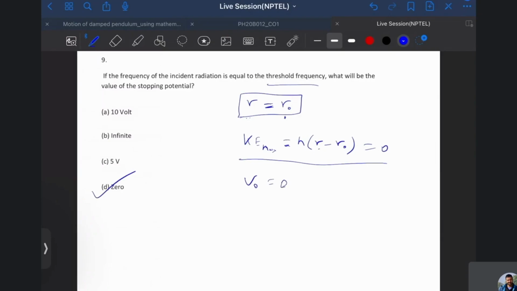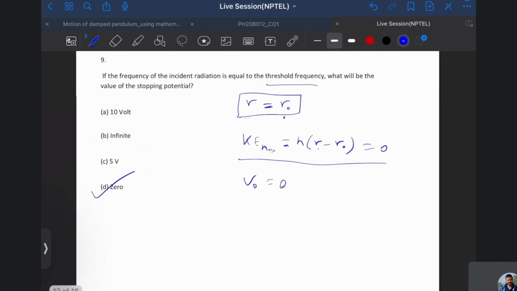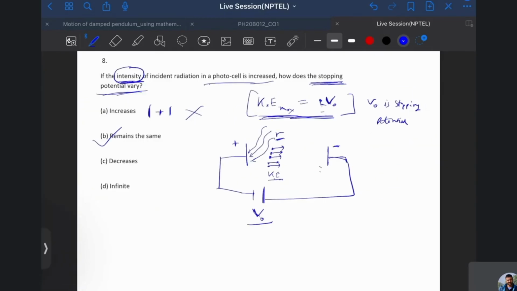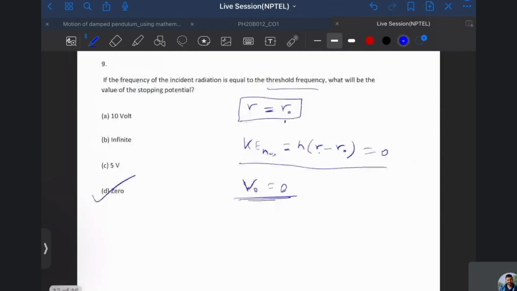Understood? You need a stopping potential to stop the photoelectrons from reaching the cathode, like I told you here. You applied this stopping potential to stop this electron from reaching here, but they are already stopped here. Kinetic energy is 0 here. So you don't need any stopping potential. You need 0 stopping potential. Is it fine?